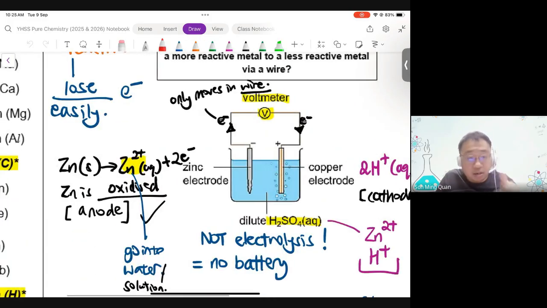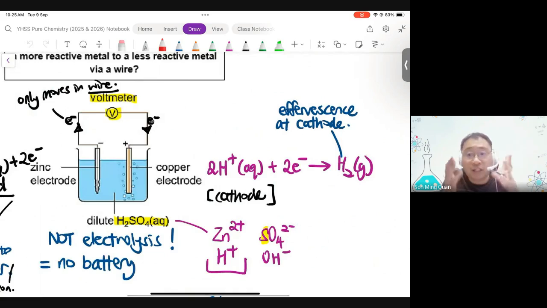That means zinc is the one that will lose electrons. So Zn loses 2 electrons. So Zn is oxidized to form Zn2+. Zn is oxidized, it is the anode. So the zinc electrode is the anode. All right. Then what happens at the cathode? Reduction. What will gain electrons?